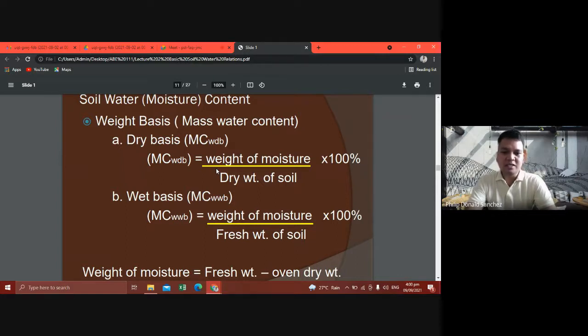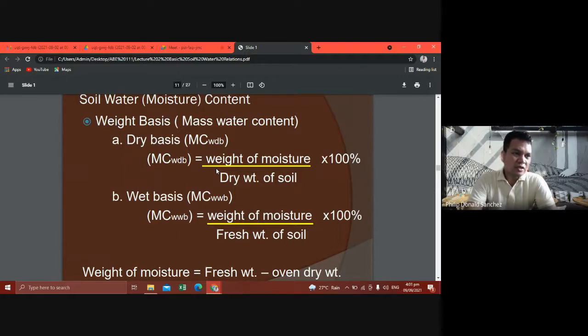For the wet basis, the dry weight of soil is 0.2. So for the wet basis, the weight of moisture is the same, 1 minus 0.2, divided by the fresh weight. If you have a fresh weight of 1 kilogram. All right? Times 100.